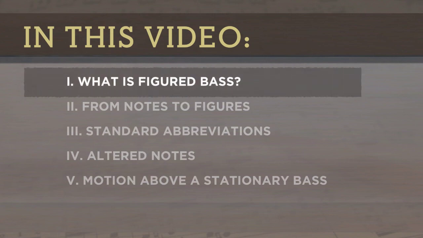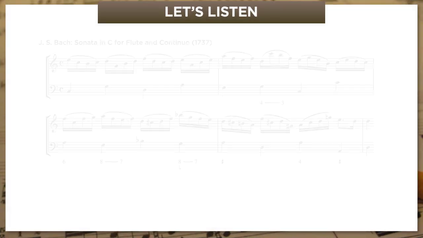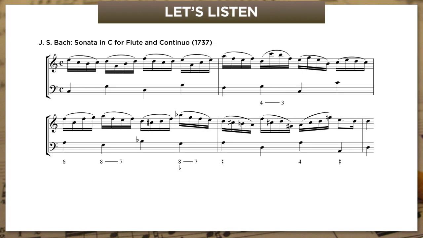But let's start with the very basics. What is figured bass? So let's start with a piece of music. Here's the opening of Johann Sebastian Bach's Sonata in C for flute and continuo. Now, the name, taken on its own, might suggest that this is a piece for 2 instruments, a flute, whose part is on the top, and a continuo, whatever that is, whose music is on the bottom.